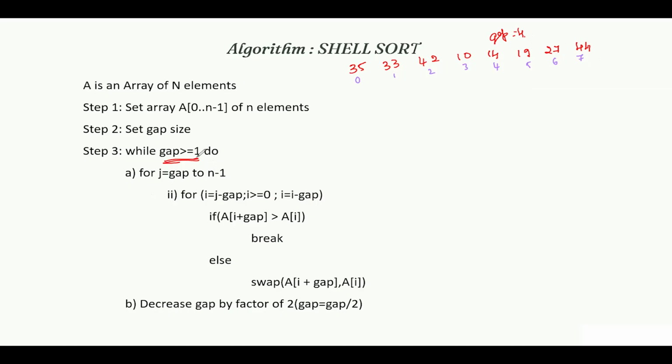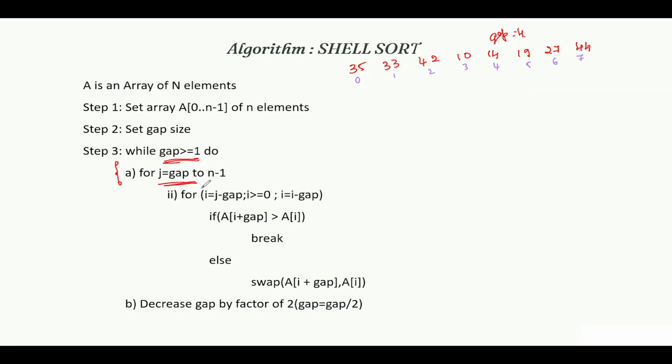That is because the moment we reach 1, once we complete the sorting for gap 1, our array is sorted. So we need not go further. We need not go for 0 or minus 1. So the moment we reach gap equal to 1, we have completed the sorting. That is the reason our gap should always be greater than or equal to 1.